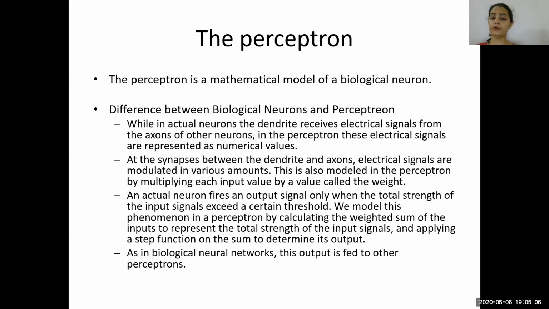In a biological neuron, the output signal is fired only when the total strength of the input signals exceeds a certain threshold. Now, this is also modeled in our perceptron by calculating the weighted sum of the inputs to represent the total strength of the input signals and applying a step function on the sum to determine the output.